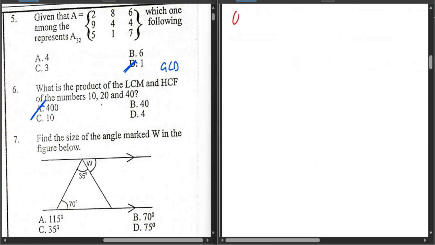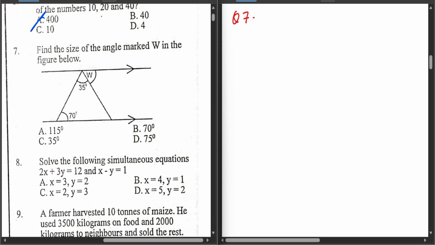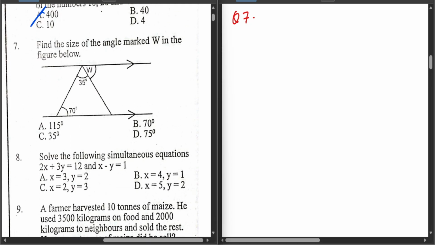So question 6, that is done. Question 7, find the size of the angle marked W in the figure below. So this is 70, this is 35, this is W. Now let's search for those.